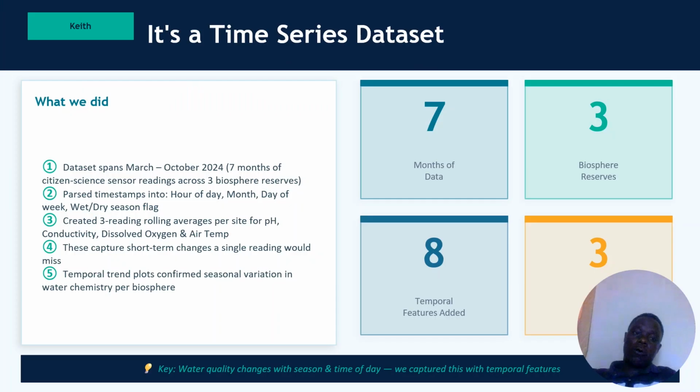So I'll take you through. This was basically a South African water data set we are working with, collected from 3 biosphere reserves, and it's a time series data set, meaning that every meaningful reading we take will be determined at different sets of actions we perform at different points in time. So the temporal trend plots will confirm the seasonal variation in water chemistry per biosphere.